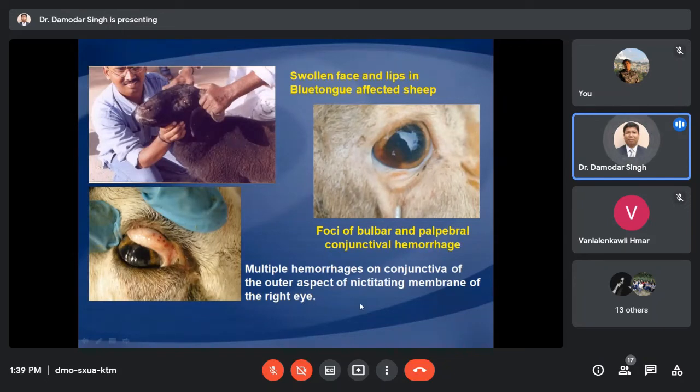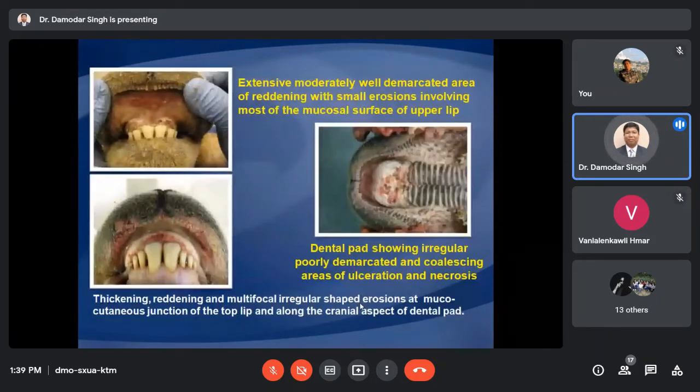Okay, such multiple hemorrhagic lesions on the conjunctiva and the outer aspect of the nictitating membrane are also found in some of the cases. Then, so far as the mouth cavity is concerned, the animal may be confused with FMD or other vesicular lesions.